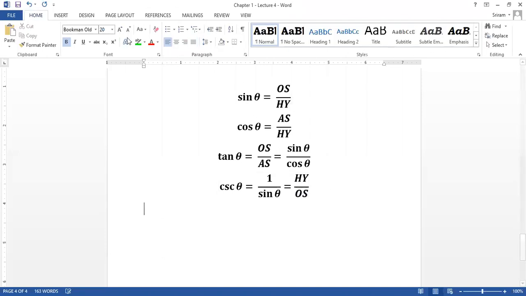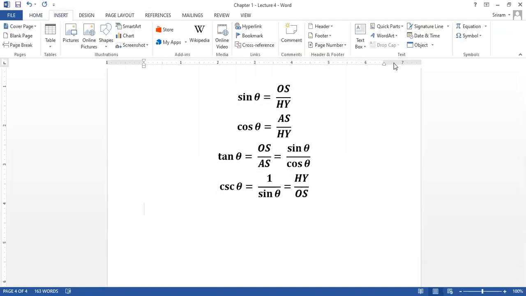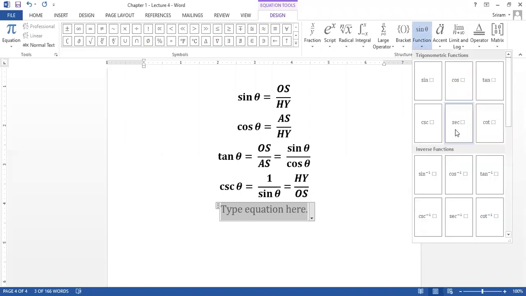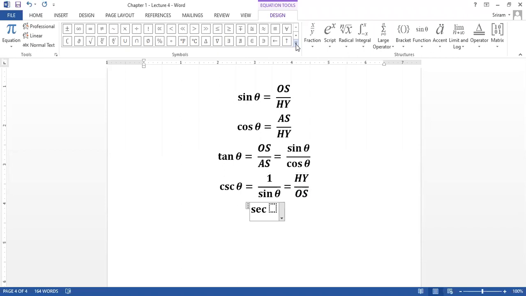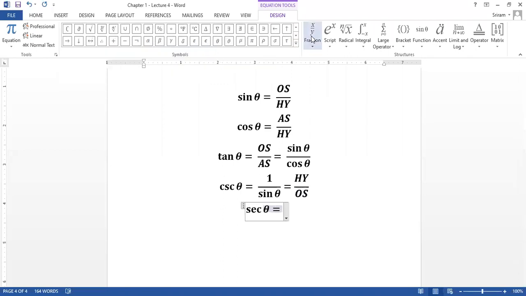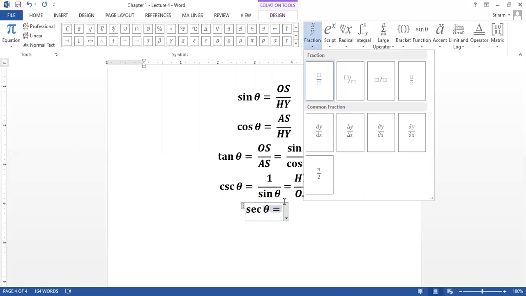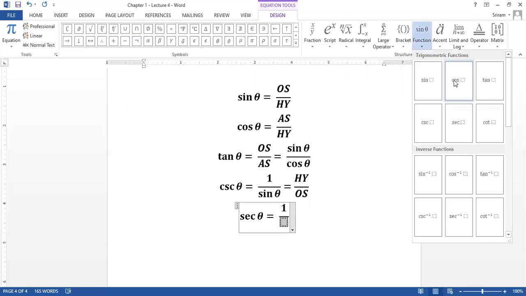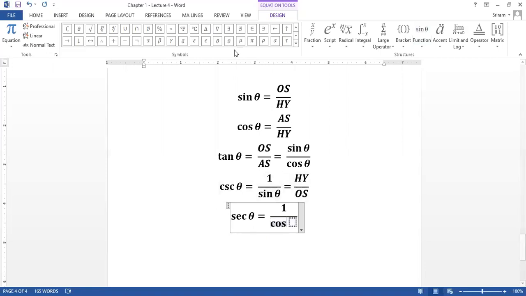The next one is the reciprocal of cos theta. The reciprocal of cos theta is called secant theta. Secant theta is nothing but 1 by cos theta. Now I have to express this in terms of sides.